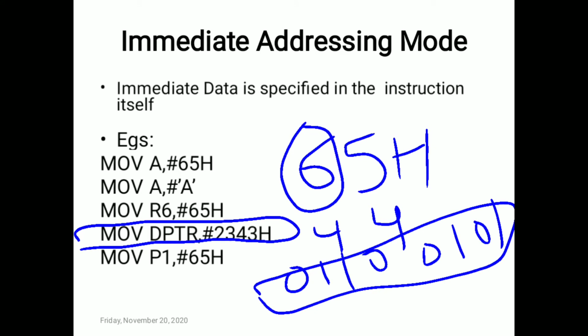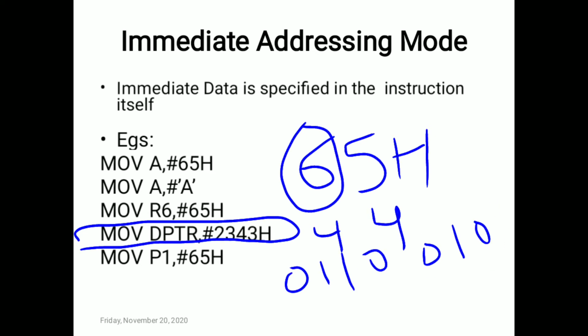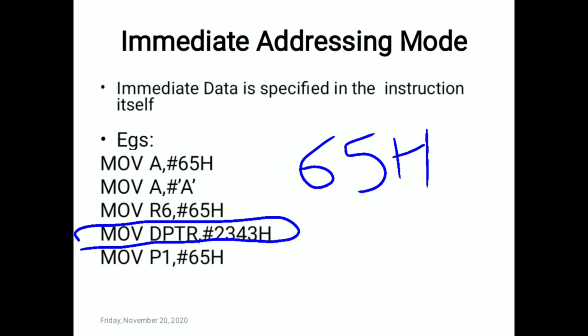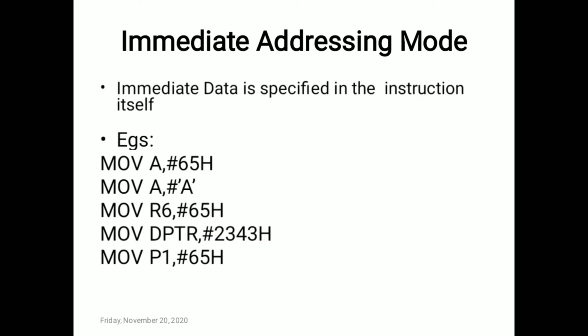Similarly, DPTR, the data pointer, is a 16-bit register, so the data given is 16-bit. Here 2 represents 4 bits, 3 again 4 bits, 4 again 4 bits, and 3 again 4 bits. So a total of 4 nibbles means 16-bit data. So DPTR is a 16-bit register, and in it we have to put 16-bit data. Similarly, if we want to move immediate data 165h into a port, we can write the instruction in this way.